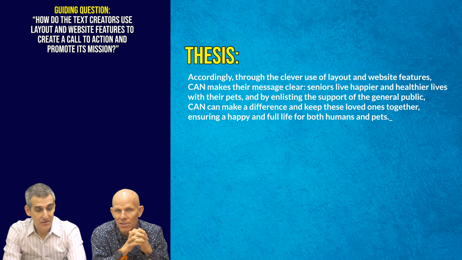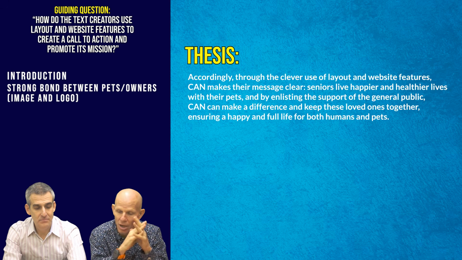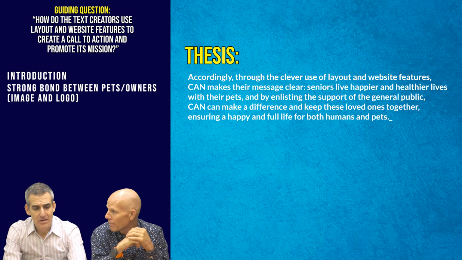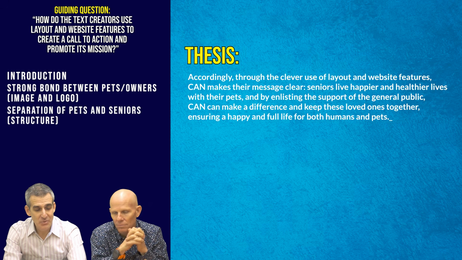Yeah, I like that. Okay, so the rudimentary outline, again, this is an ambitious plan, but we see that first, after the introduction, we're going to talk about that bond between human and pets and owners, but looking at the image and the logo as a website feature. It looks like after that, the writer will move on and discuss sort of the separation between pets and seniors and how that is negative for both parties. And it looks like they're going to consider the structure of the website in that discussion.